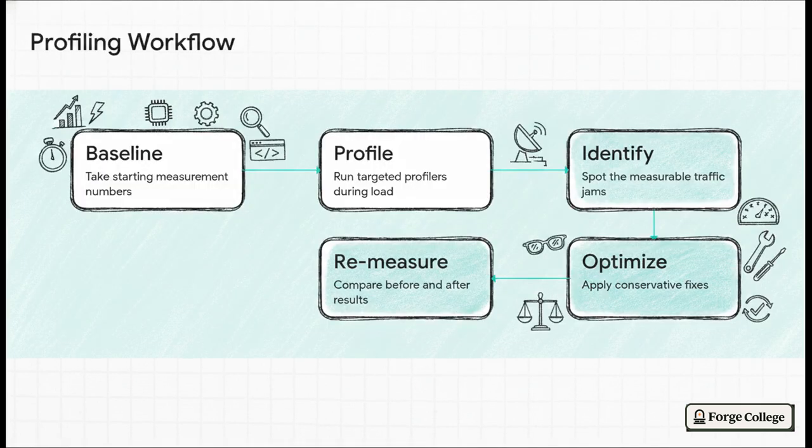To use this toolkit effectively, we follow a strict, 5-step, highly reproducible scientific workflow. Step 1, baseline. We fire up autocannon and get our starting numbers. Step 2, profile. We run Clinic.js right in the middle of that load test. Step 3, identify. We dig into the data and spot the actual measurable bottlenecks. Step 4, optimize. We apply smart, conservative fixes to the code. And Step 5, remeasure. We run the exact same tests again to see if we actually made things better. It's a beautifully methodical loop, and it works every single time.